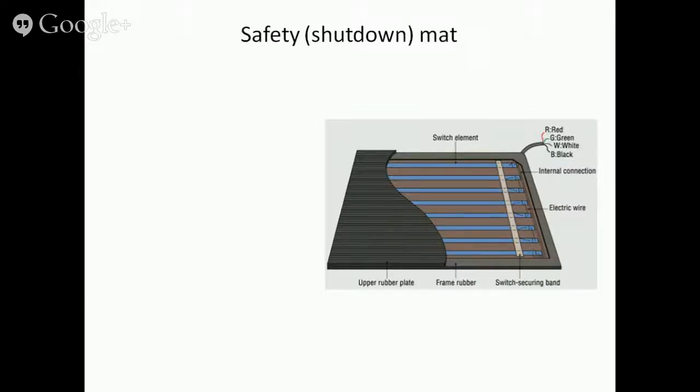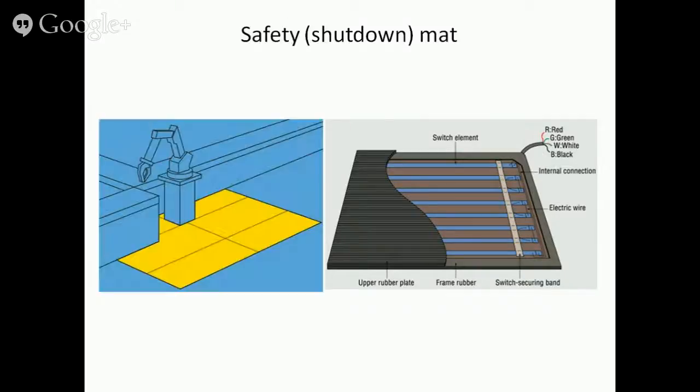Safety or shutdown mats are composed of strips of switch elements embedded in a rubber mat. If a person steps on the yellow mats, the robot stops immediately.